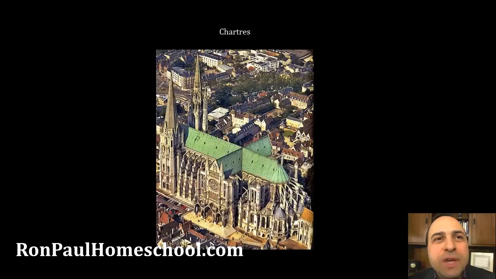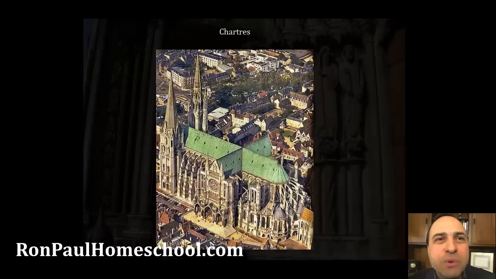Here's a view from the sky of Chartres Cathedral. You can see what an astonishing achievement this is. This is one of the major achievements of the High Middle Ages. Scholastic philosophy would be one, the cathedrals would be one, the Divine Comedy of Dante, which we'll talk about in the future, would be one, and certainly these cathedrals are one.